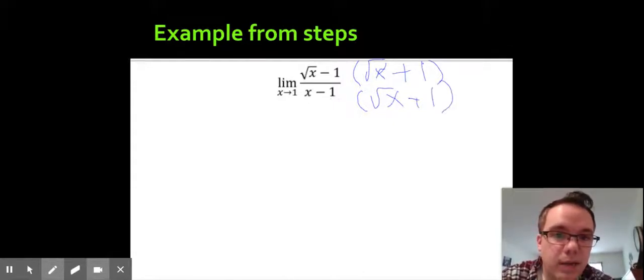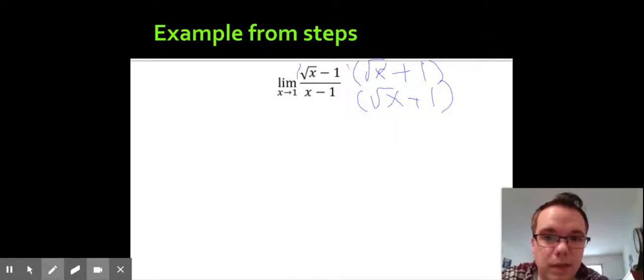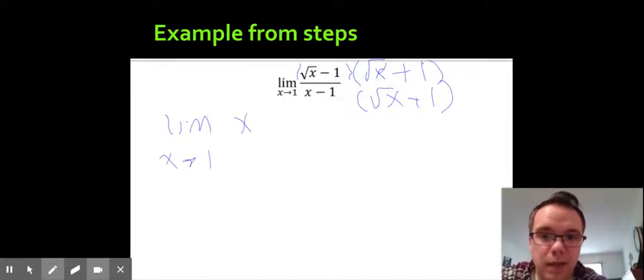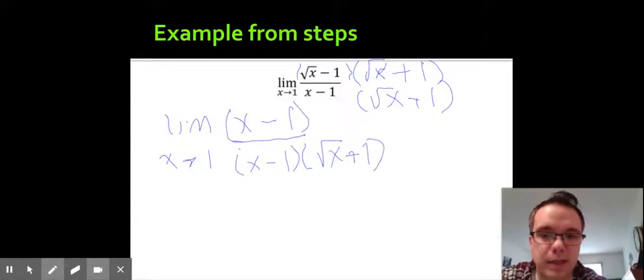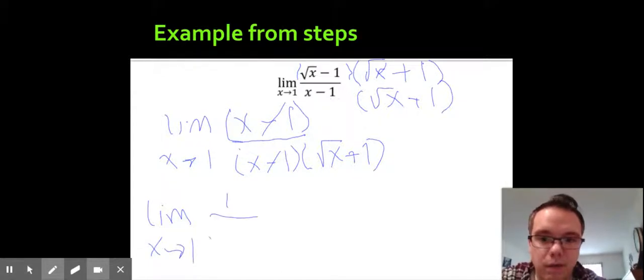So on top, if I box or FOIL out the square root of x minus 1 times the square root of x plus 1, I'm going to get the square root of x times the square root of x, which is x. So we're going to have the limit as x goes to 1 of x. And then we'll have negative 1 square root of x plus 1 square root of x, which cancels out. And then we'll have negative 1 times positive 1, which is negative 1. And on the bottom, I'm going to leave my x minus 1 the same, and I'll have the square root of x plus 1. So because I'm multiplying this x minus 1 times this conjugate, and I have an x minus 1 on top, the x minus 1's cancel out, leaving me the limit as x goes to 1 of 1 over the square root of x plus 1.